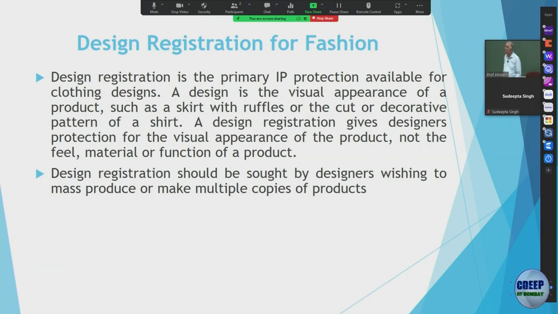So, design is the primary IP you can get for a clothing design. See, a skirt with ruffles, or a cut, or any decorative pattern on a shirt. It gives you a visual appearance, so aesthetic. You can't protect the feel, material or function of a product. So, if you are thinking of mass production, you must get design protection.